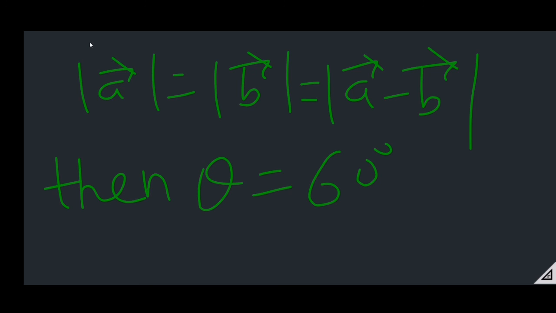So this is the detail of the difference of two vectors, a vector and b vector, that I have explained today. And I'll be coming with more lessons of the vectors and scalars chapter in the upcoming videos.